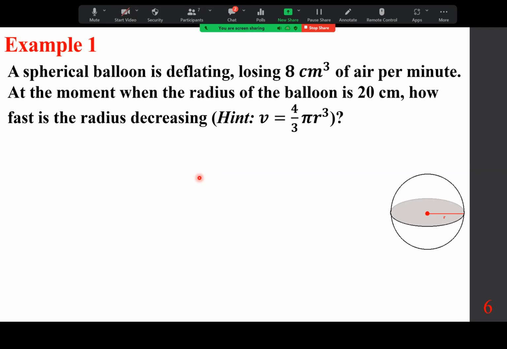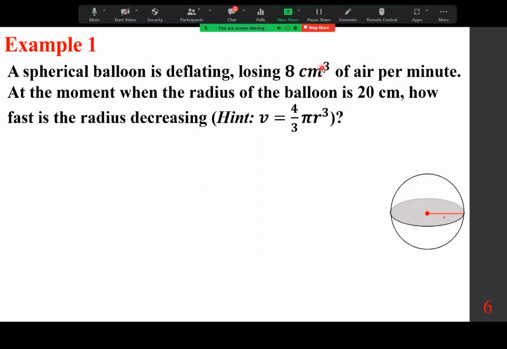Perfect. Now, this is a piece of information from geometry. The volume of a spherical shape is 4/3 pi r cubed, and we should know that. So that piece is from prior knowledge of mathematics. What is given? The moment you see the concept of a rate here, that means differentiation. So this is dV/dt, and when it's deflating or losing, that means negative 8 cubic centimeters per minute.